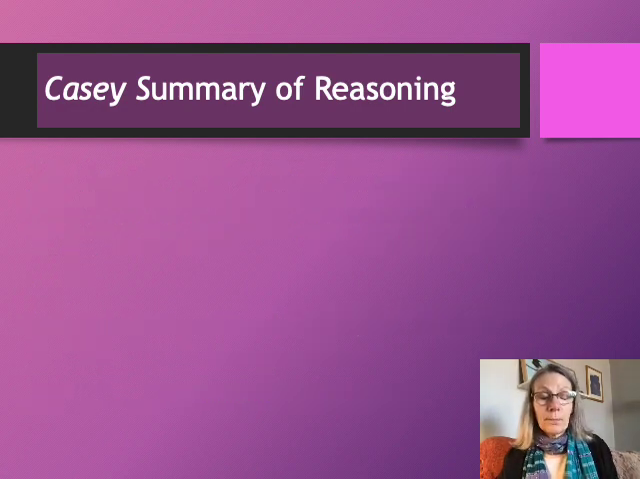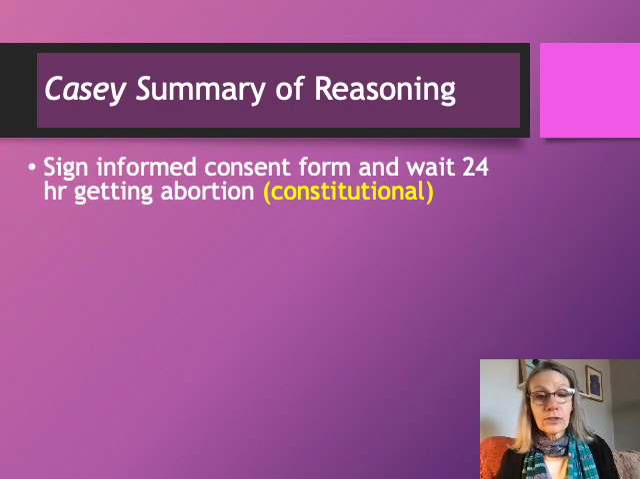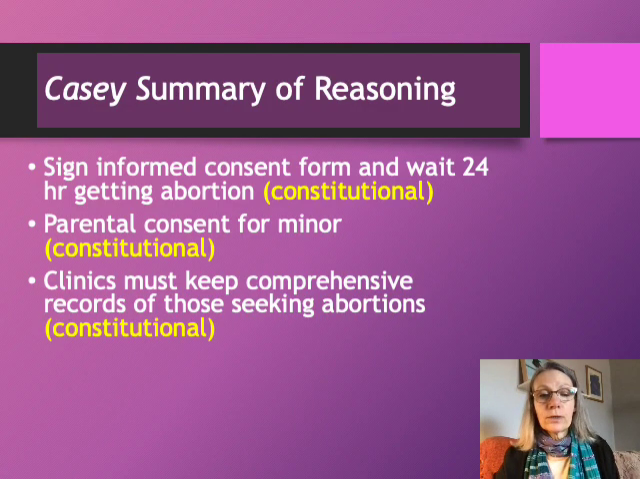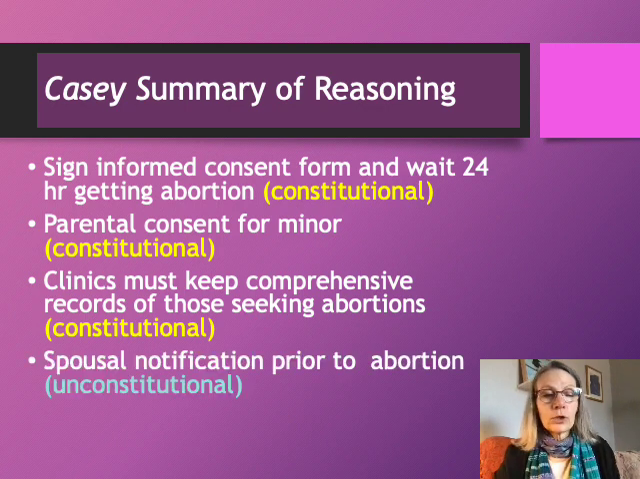So what about the specific provisions of the Pennsylvania Abortion Control Act? Were those provisions deemed constitutional? Which ones were not? So the signed informed consent form and the waiting 24 hours to get an abortion was seen as not presenting an undue burden, therefore it was constitutional. Parental consent for minors, constitutional, didn't present an undue burden. Clinics can keep comprehensive records of those seeking abortions, not a substantial obstacle, constitutional.